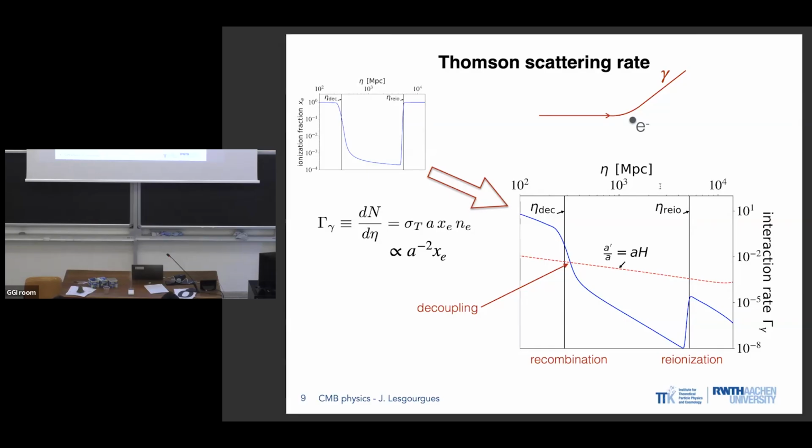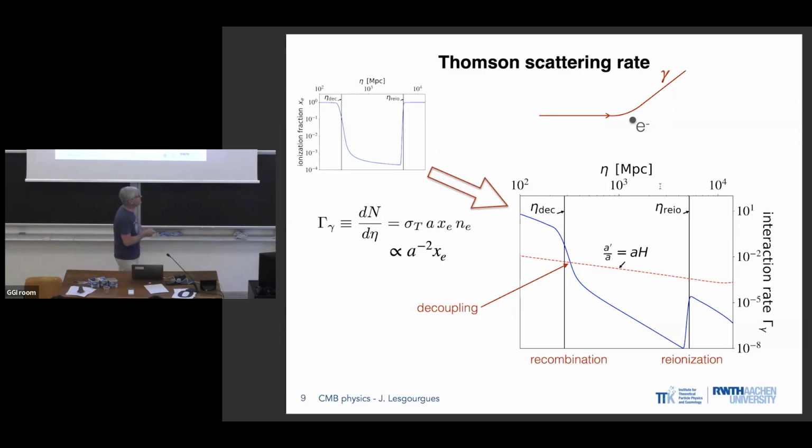Fortunately, this does not happen, because when Xe goes back to 1, there has been a dilution with this factor a to the minus 2, such that the interaction rate does not reach anymore the Hubble rate. And the fact that the blue curve fails to go above the red curve means that reionization will be a small effect. The photons do not recombine. We can still see what happens at recombination, but with some blurring caused by reionization.